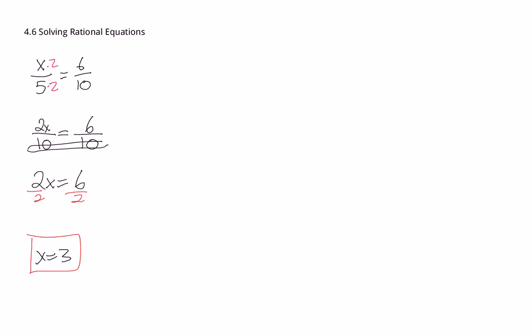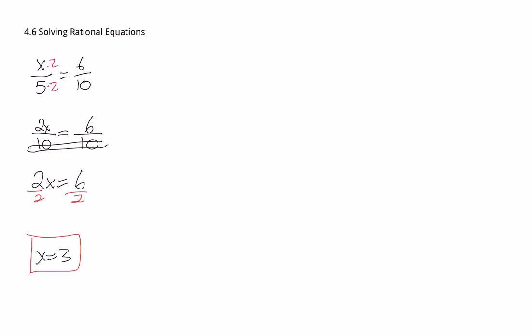Okay. The only thing you want to do with equations is plug that answer back into the original equation just to make sure it works and to verify that that value is not a non-permissible value. So in this case we put 3 back in, we get 3 over 5. Is that equal to 6 over 10? Yes, it is. Our answer is good. There are no non-permissibles for this one, so we have nothing to worry about.